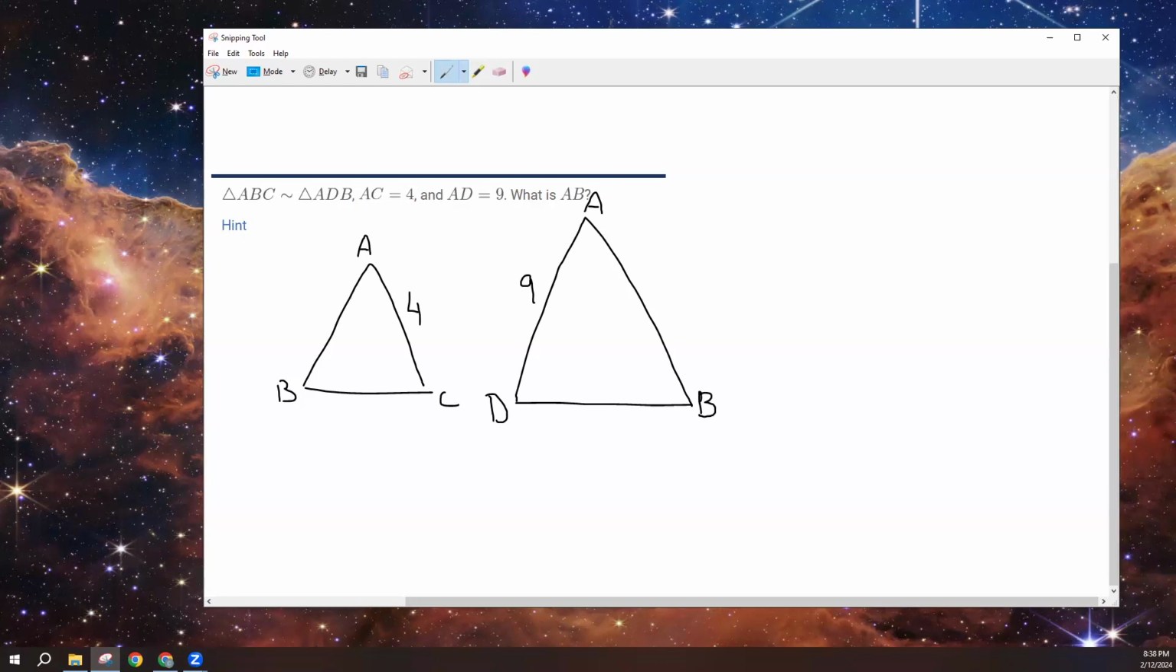Now, sorry, I'm just going to move this over here. So we've got AB to AD is going to equal AC to AB. Okay. So I'm just going to make this a little bit smaller.